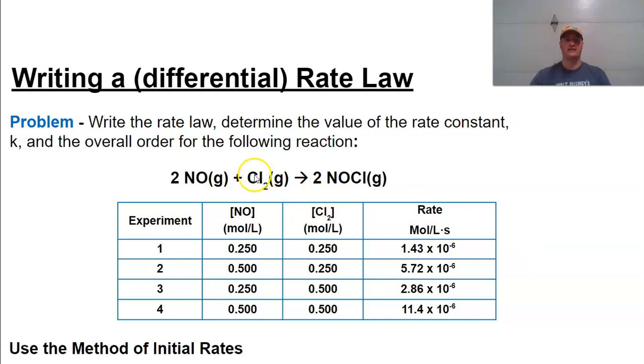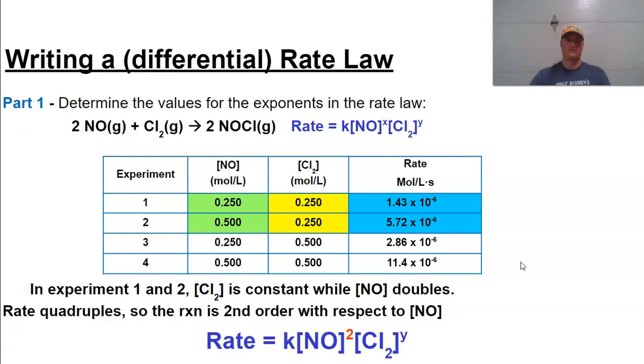So, writing a differential rate law: write the rate law, determine the value of the rate constant and the overall order for the reaction. We have a given equation, and we can see that we have changed concentrations a few times. We kept chlorine constant and changed the other concentrations. We could also say we kept these constant and changed the concentrations, each giving us different rates overall. So we're going to use the method of initial rates.